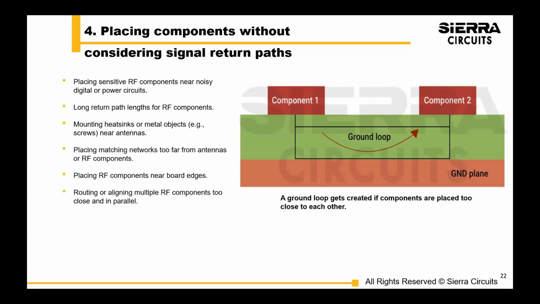So incorrect placement of RF components might also cause interference, detuning, signal loss. So watch out for some of these common errors: placing sensitive RF components near noisy digital or power circuits, failing to minimize RF signal path lengths, mounting components or metal objects like screws too close to antennas, locating matching networks far from the antenna or RF component, placing RF components near the board edges, routing or aligning multiple RF components too close or in parallel.